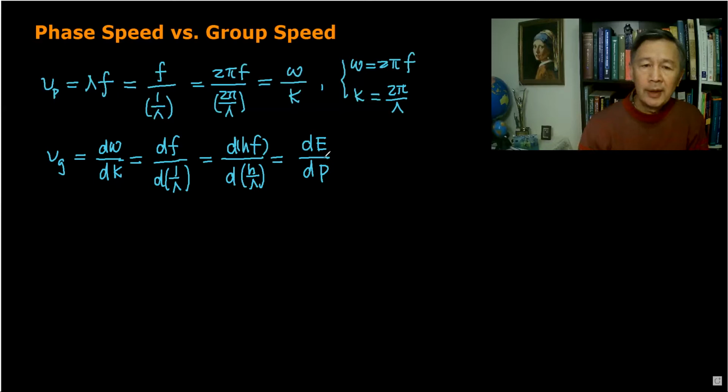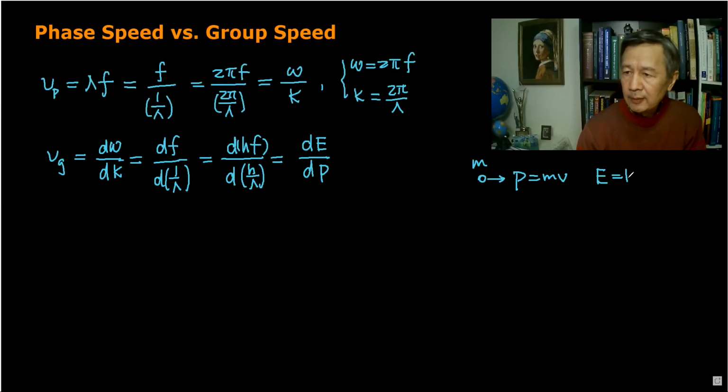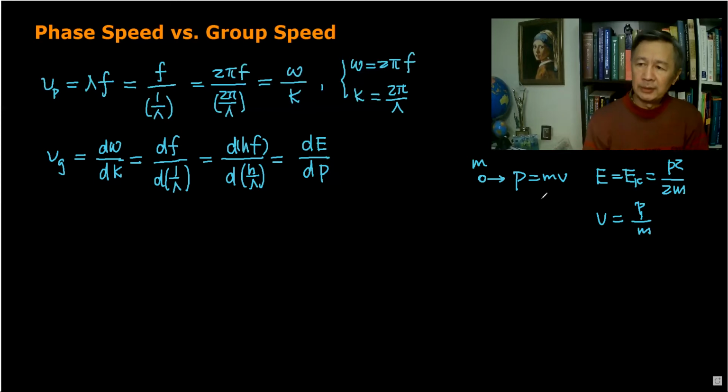Now, in the case of a single particle, if you have a particle moving with mass m and momentum equal to mv, the kinetic energy, which is also the total energy, equals p squared divided by 2m. And the velocity is simply p over m. So that is a simple relation we can obtain by using a particle model.